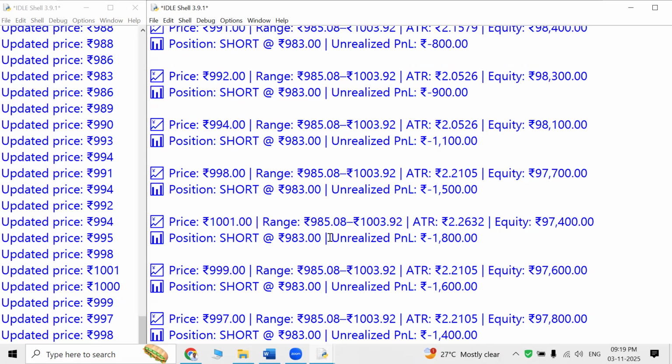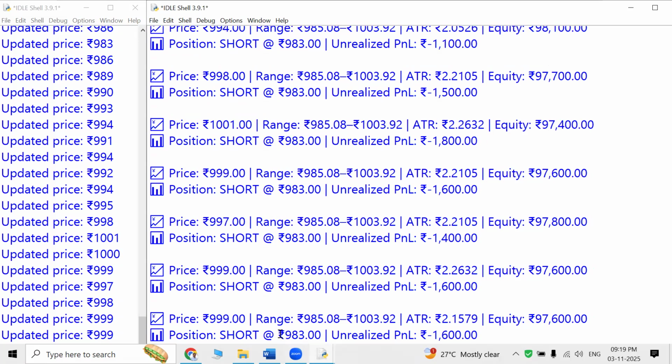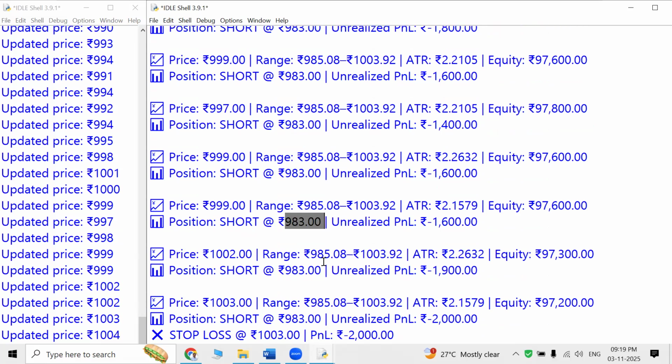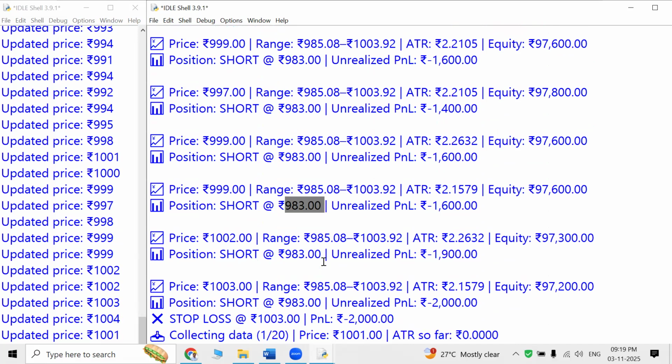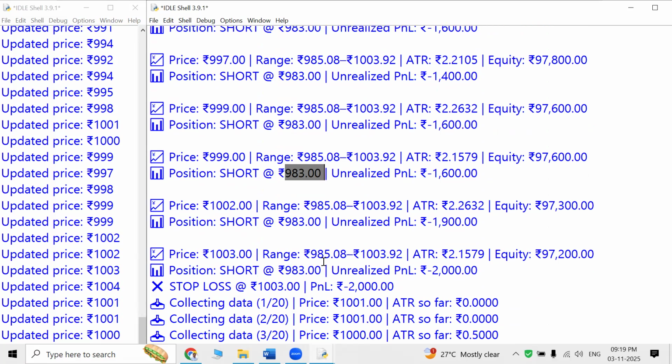Again, I think it is going to trigger. The market should come below this short position value. Otherwise, it is going to book the loss. Okay, it's going to book the loss for sure. Stop loss trigger. Okay, two profit, two loss. It's completely fine. Again, start collecting the price.